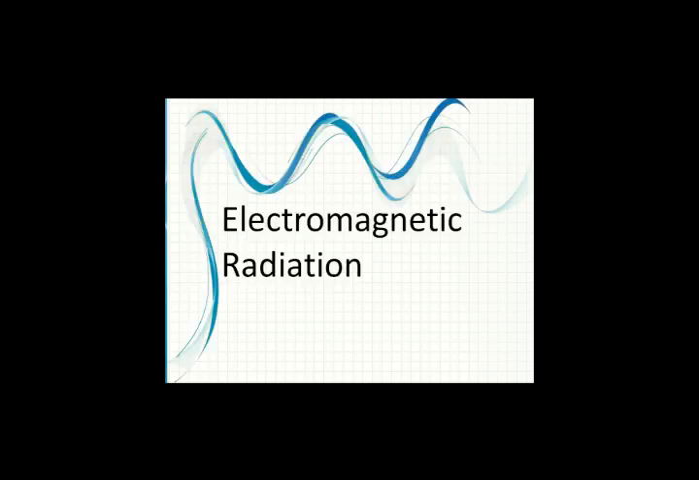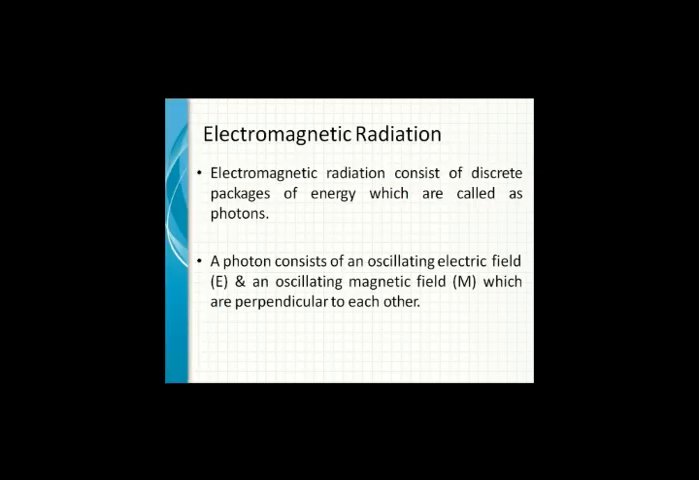Electromagnetic radiation consists of discrete packets of energy which are called photons. The photon consists of an oscillating electric field, denoted by E, and an oscillating magnetic field, M, which are perpendicular to each other.